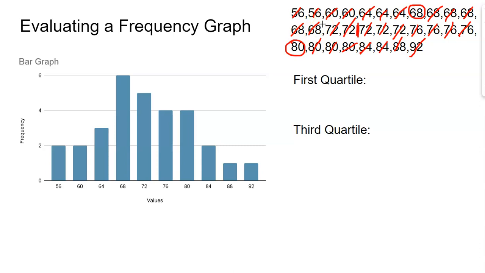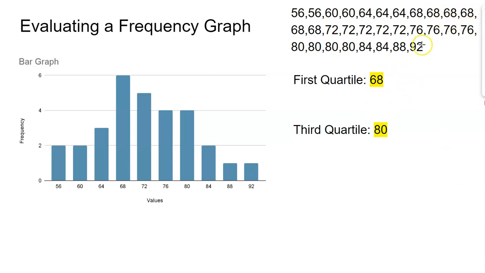So when you have an even set of numbers, you have to find the average of 2 values to get the median. But if you're finding the first and third quartile, you would just get a single value. So our first quartile was 68 and our third quartile was 80.